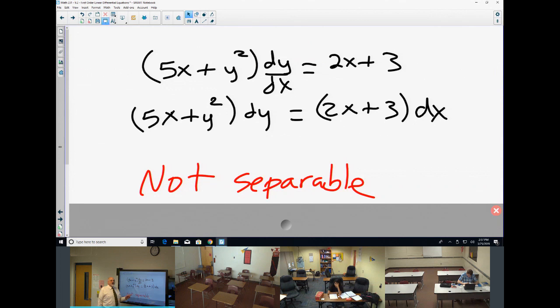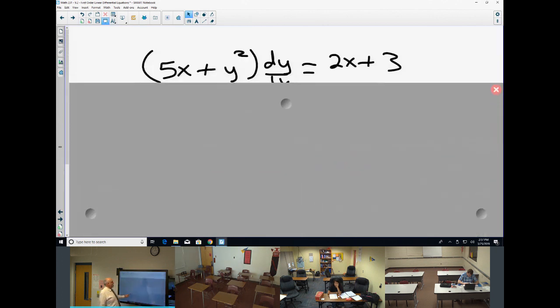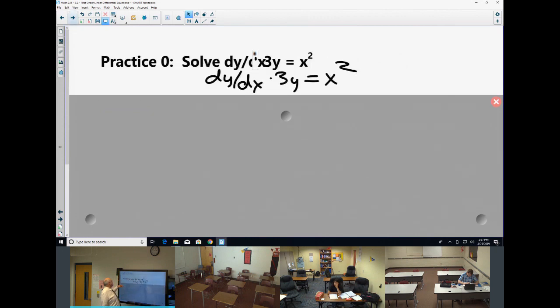So we're going to learn another way to solve it. But the goal in separable equations is to get all the x's on one side and all the y's on the other. But again, I want you to know right from the beginning, it doesn't work all the time.